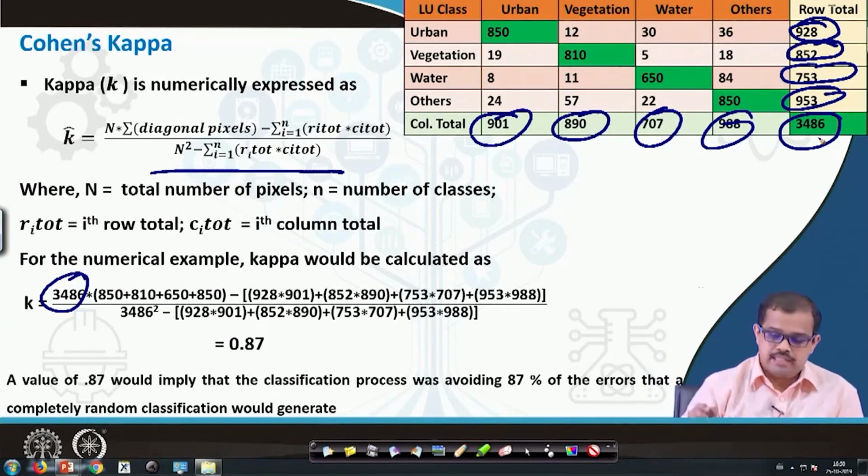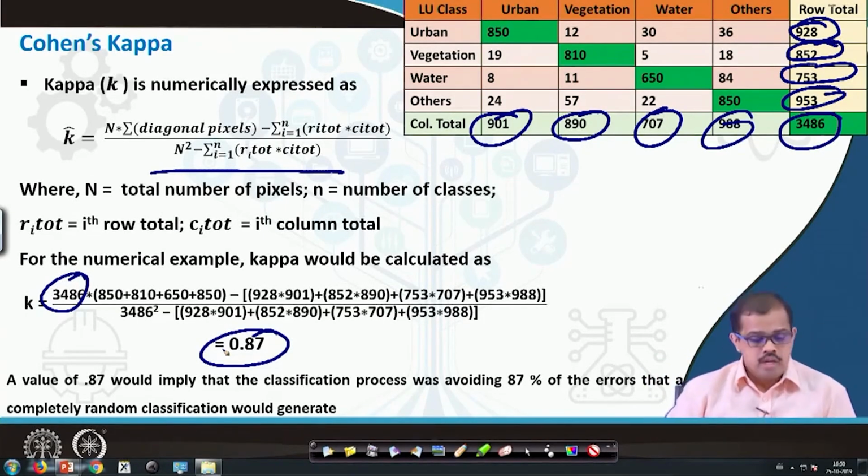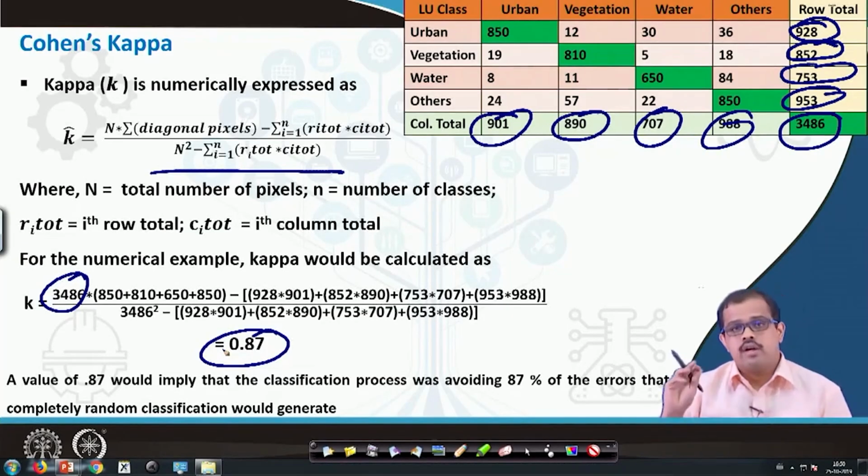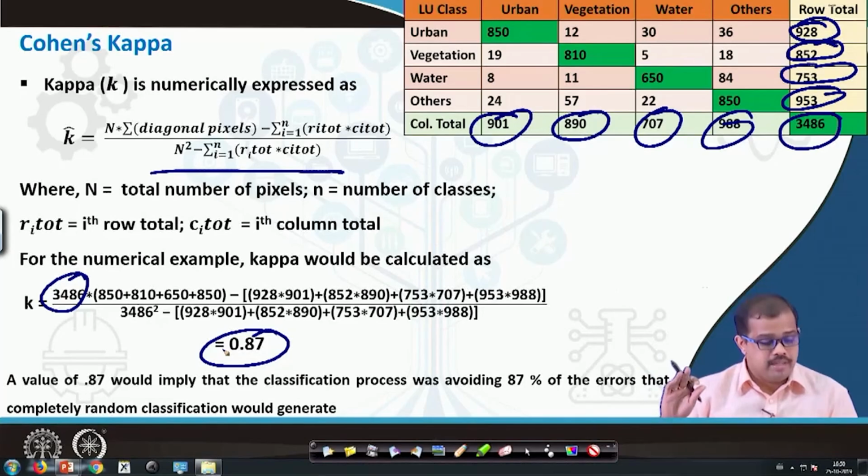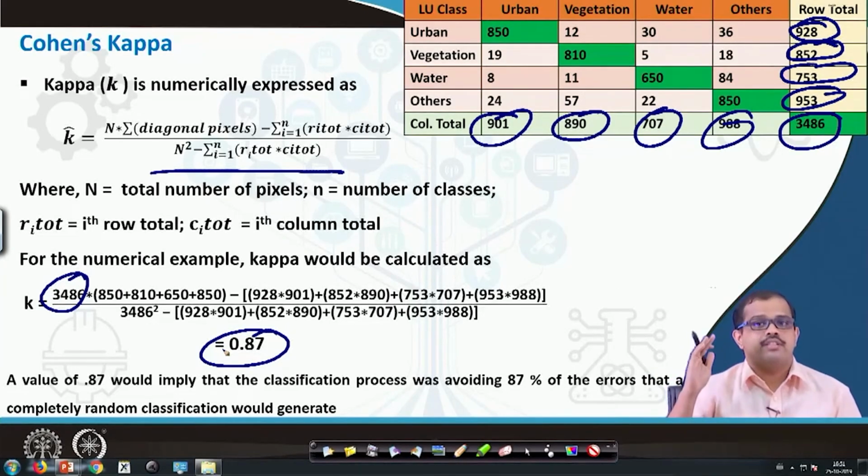For example, let us say whatever I have considered here has a kappa value of 0.87. Now this value of 0.87 implies that the classification process was avoiding 87% of the errors that a completely random classification would generate. So you are avoiding 87% of errors.